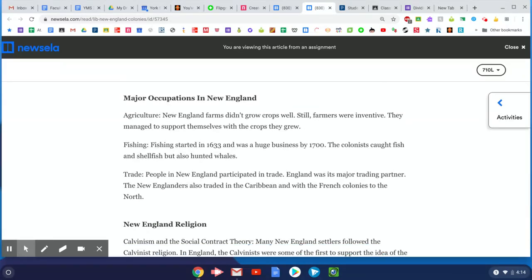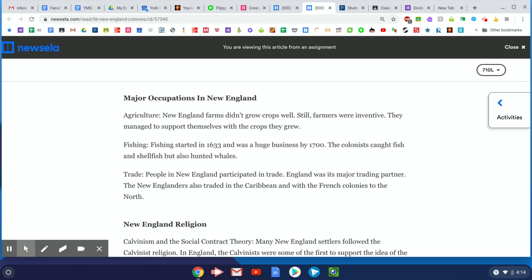Major occupations in New England. So occupations are sort of like jobs. Agriculture. New England farms didn't grow crops well. Still, farmers were inventive. They managed to support themselves with the crops they grew. Fishing. Fishing started in 1633 and was a huge business by 1700. The colonists caught fish and shellfish, but also hunted whales.